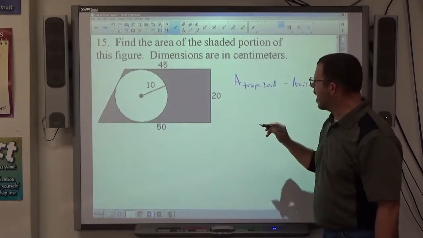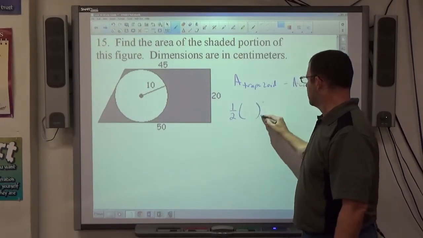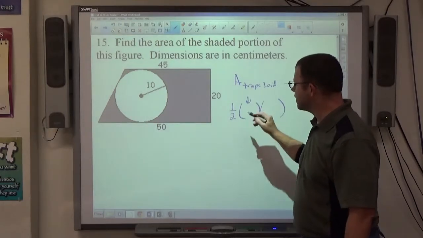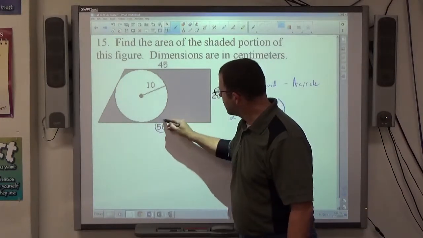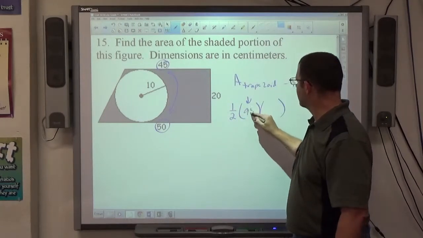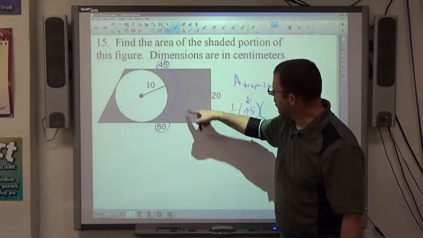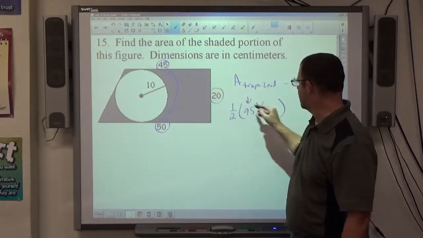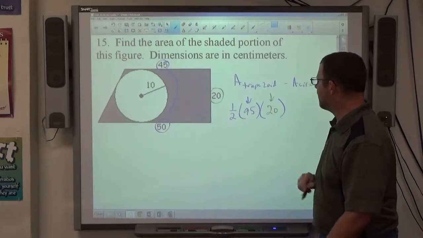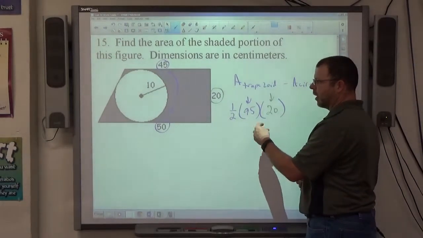Okay, so if we look at the trapezoid, the area formula for a trapezoid is 1/2 times the sum of the bases. Okay, the bases are the 2 parallel sides. If I add those 2 things up, I get 95. Times the height. The height is how far apart the bases are separated. Base 1, base 2 separated by a height of 20. That's how you find area of a trapezoid. It works every time. It's basically like an area formula for a triangle.